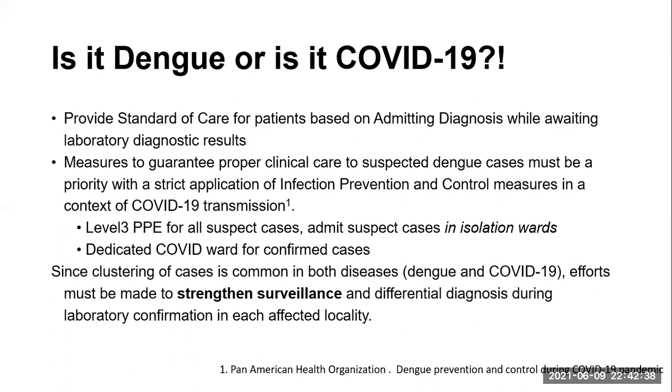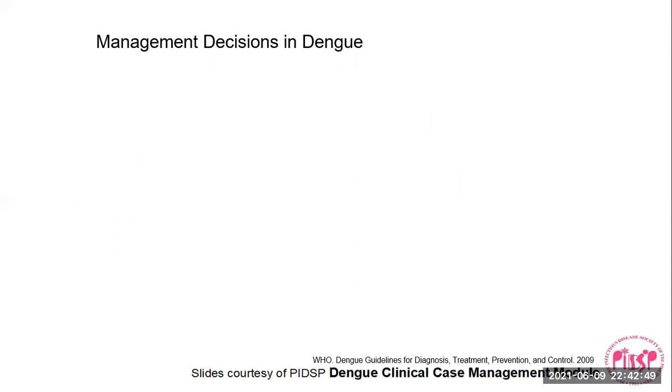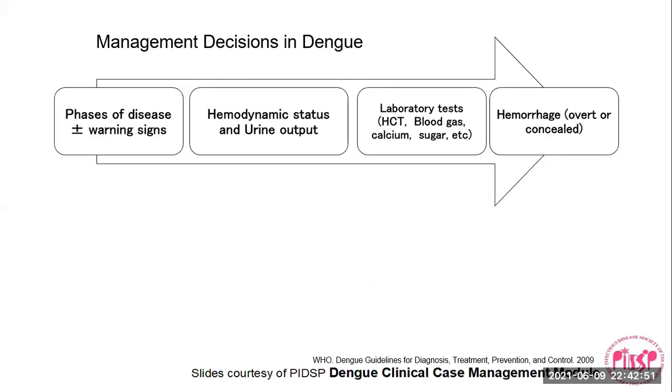Since, of course, clustering of cases is common in both of these diseases, efforts must be made to strengthen surveillance so proper infection control could be done. Let's go back to dengue. So the management decisions in dengue include this spectrum of information.